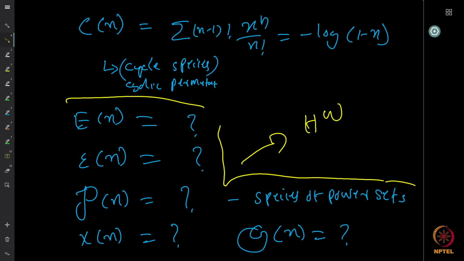Similarly, can you find the exponential generating function for the species E of sets, the species epsilon of elements, the species P of power sets, the species X of singletons, and the species G of simple graphs? Take it as an exercise and try to find out what the generating functions, or generating series, are.